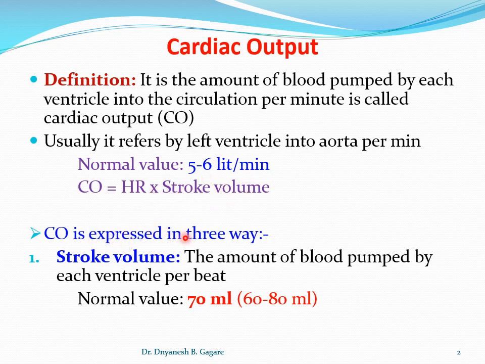Before that, see what is a stroke volume. Some terminologies are there concerned with the cardiac output. Cardiac output is expressed in three ways. First, what is a stroke volume? Stroke volume, simply, is the amount of blood pumped by each ventricle per beat. So per beat, for one stroke, how much blood is pumped? When you are at the resting stage, it is about 70 ml. That is, the range is 60 to 80 ml of blood pumped per stroke, per contraction of the ventricle into the circulation.